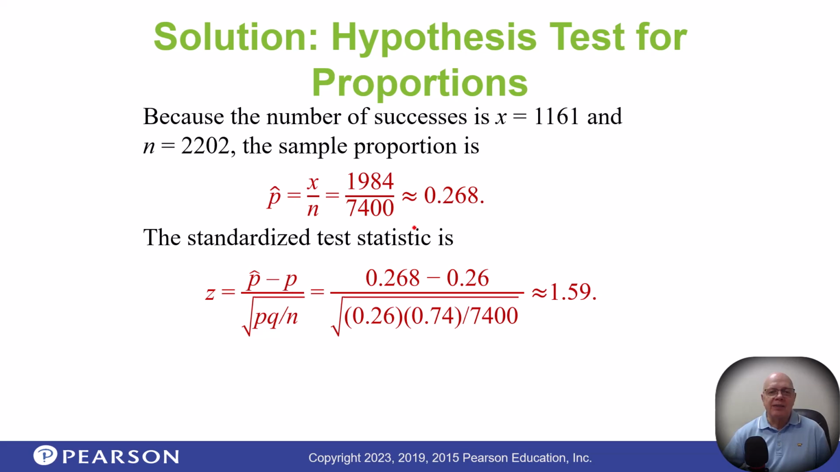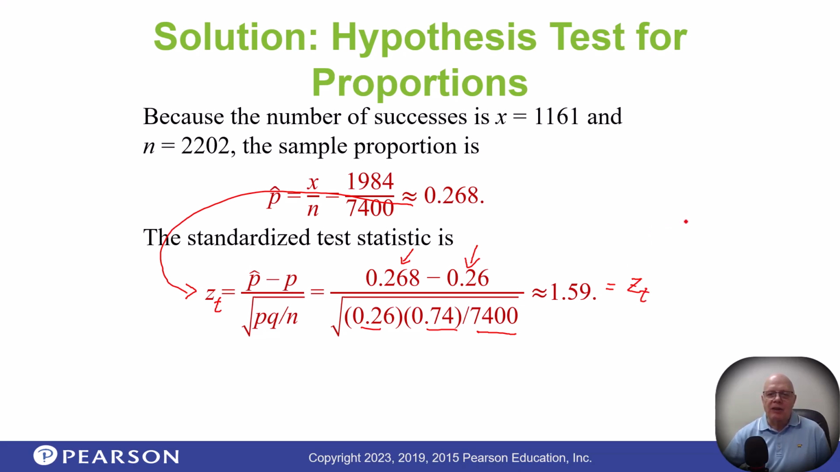All right, what is the test statistic? Well, our p hat is 0.268. Throw that in our z calculator. Here's the p hat. That's what we got from our sample. We're comparing it against 0.26. Here's our p. Here's our q. There's our sample size. So our test statistic, I'm going to label this as I like to do, it's 1.59. And that is the test statistic.